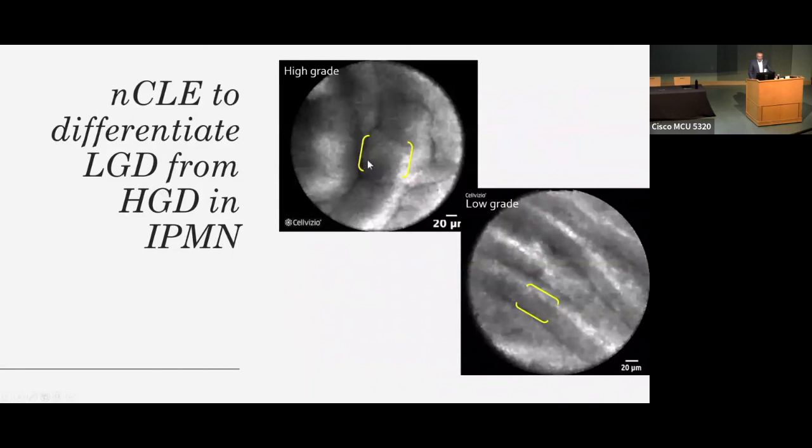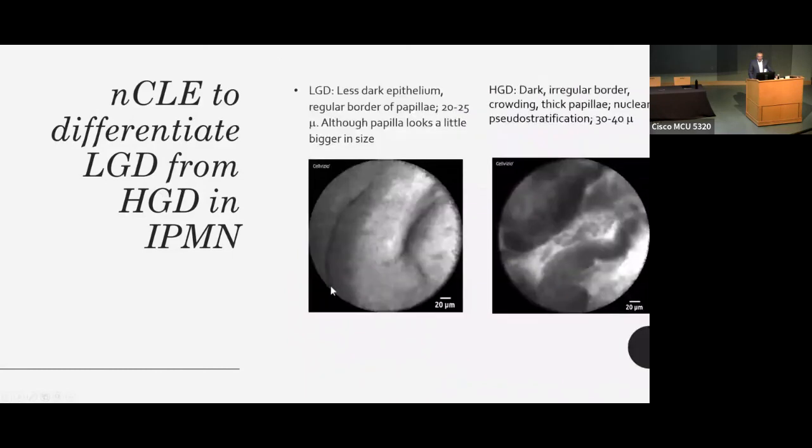It is much darker and wider. The papilla is wider. You can see here what we call DNA clumps, which are dark, irregular, crowded areas, versus the thin lines here. So that's what we see when we do NCLE.